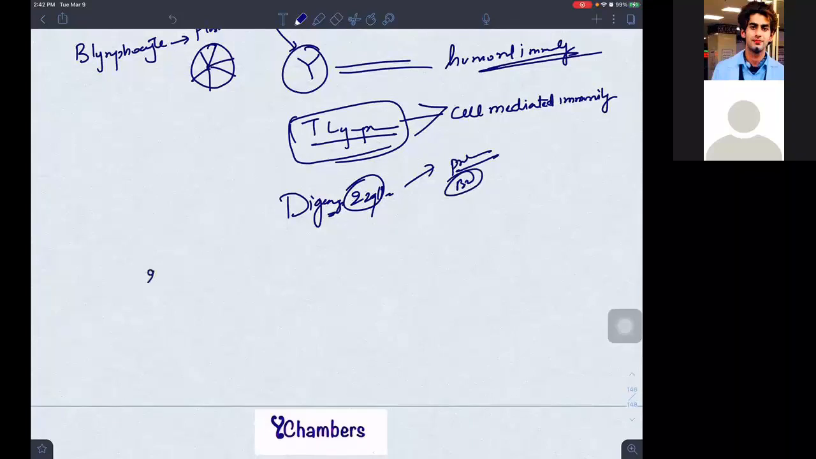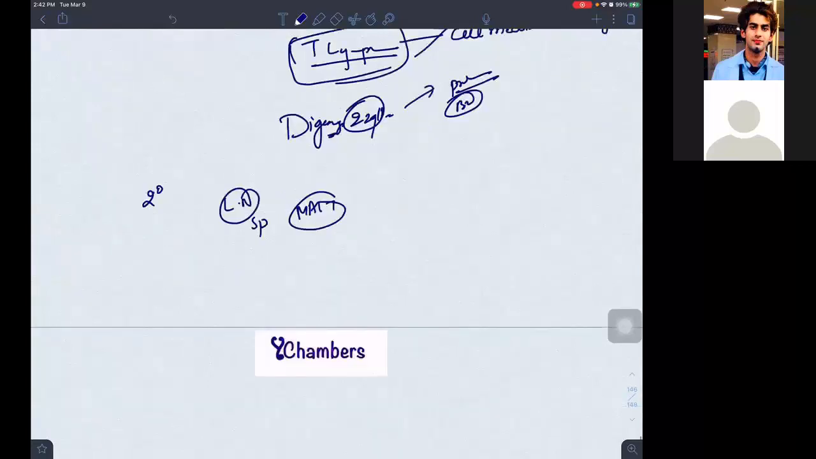Okay, can you tell us something about secondary lymphoid organs? What are the secondary lymphoid organs? Very nice. Lymph nodes, spleen, MALT. Now let me draw some structures for you individually by my hands. We talked yesterday about the lymph node structure, but I would still like to describe some things.